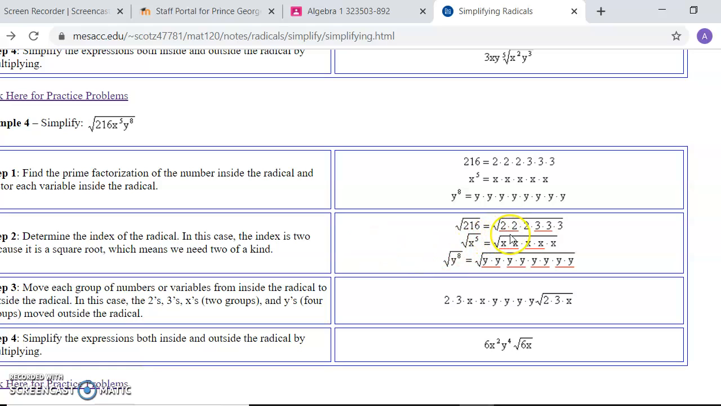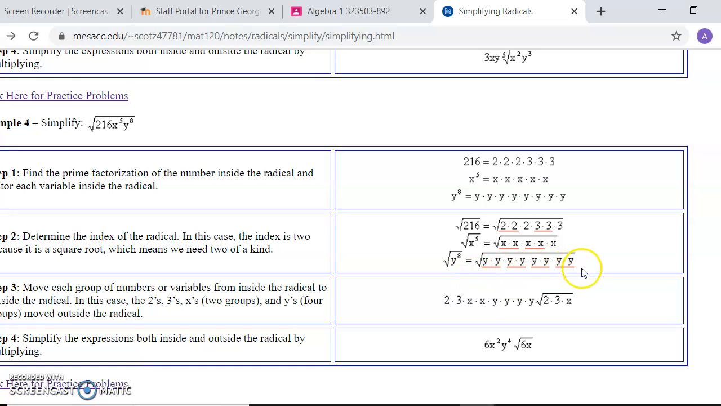Okay, and so we have two of these and two of these. So 2 times 2 is 4. The square root of 4 is 2. 3 times 3 is 9. The square root of 9 is 3. This goes under the radical. This goes under the radical. X squared, the square root of x squared is x. So you put that here. X will go over here.